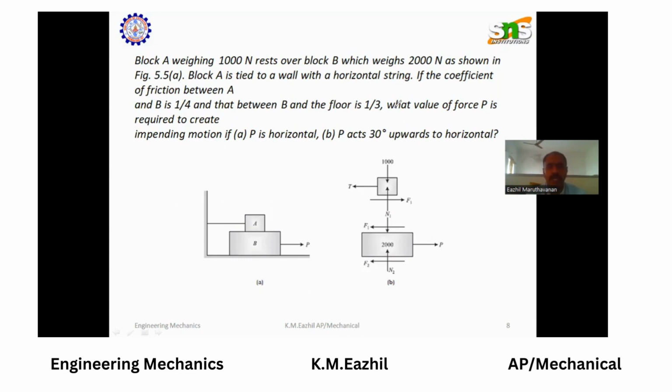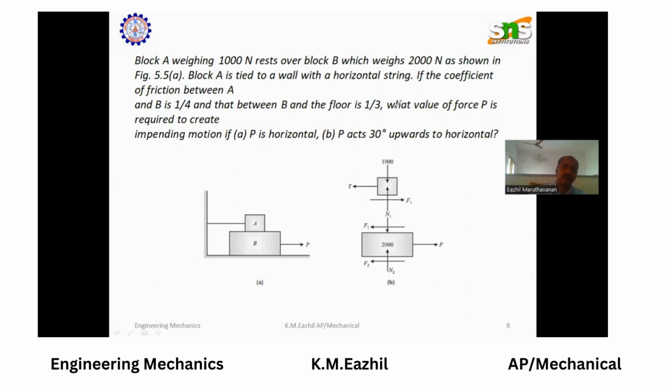If P acts 30° upwards to the horizontal. Here, we have to write the given data correctly for solving this problem. It is given that there are two blocks. Block A weighs 1000 Newton and it is above block B, which weighs 2000 Newton. And block A is tied to the horizontal wall.